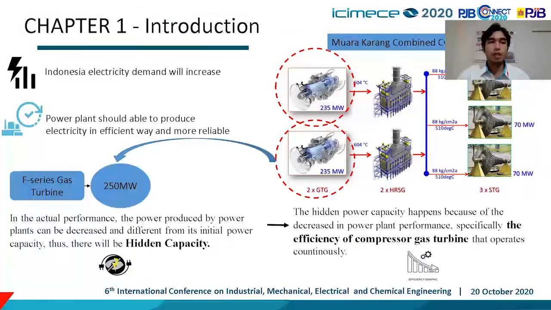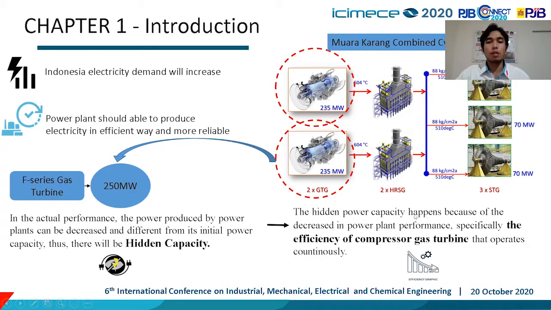Chapter 1 Introduction. Electricity demand in Indonesia will increase, so the power plant should be able to produce electricity in an efficient way and more reliable. Take for example the combined cycle power plant in Muara Karang, Jakarta, that uses F-Series Gas Turbine, which has 250 megawatts. In the actual performance, the power produced by power plants can be decreased and different from its initial power capacity. Thus, there will be hidden capacity.